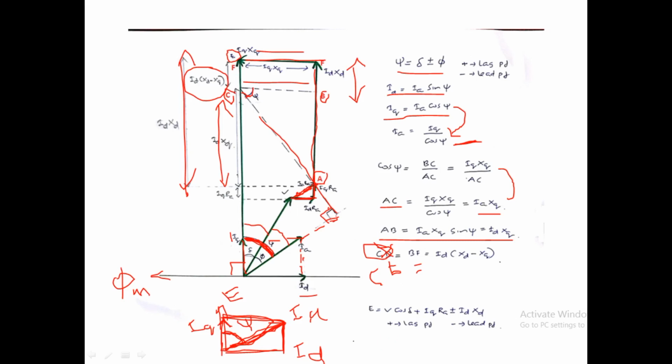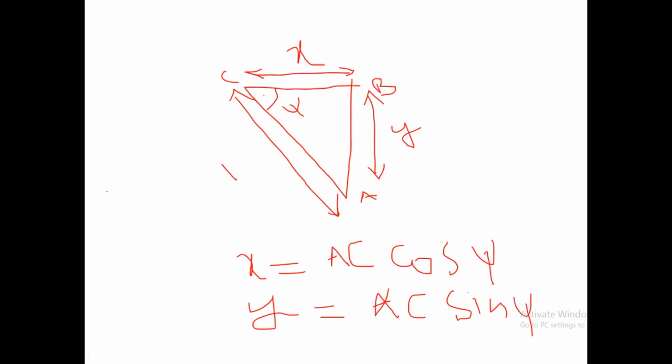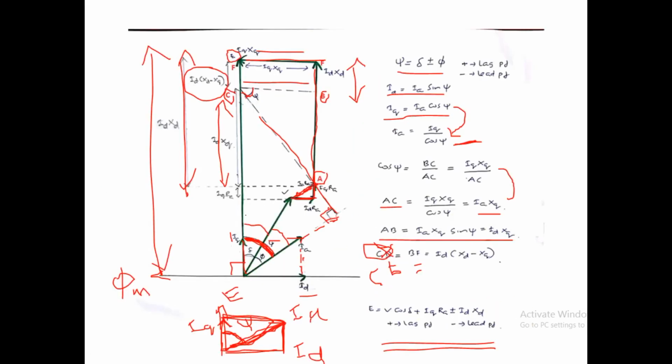Okay. Now another relation, very important relation. What is the magnitude of E? E means this whole vector is E. This whole vector will be V into cos delta. How are we getting that? V into cos delta. Again, you can consider a triangle V with delta.